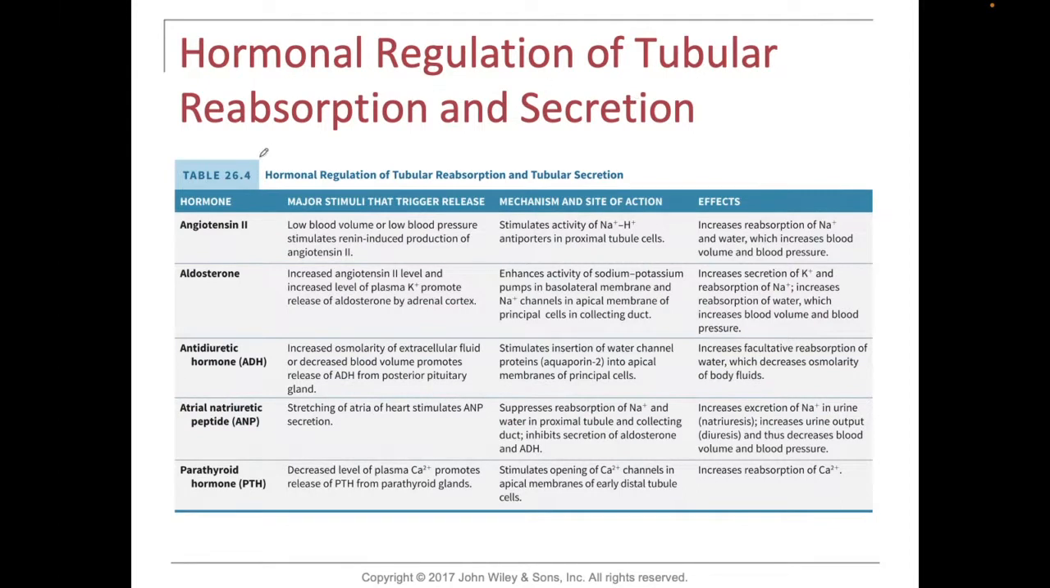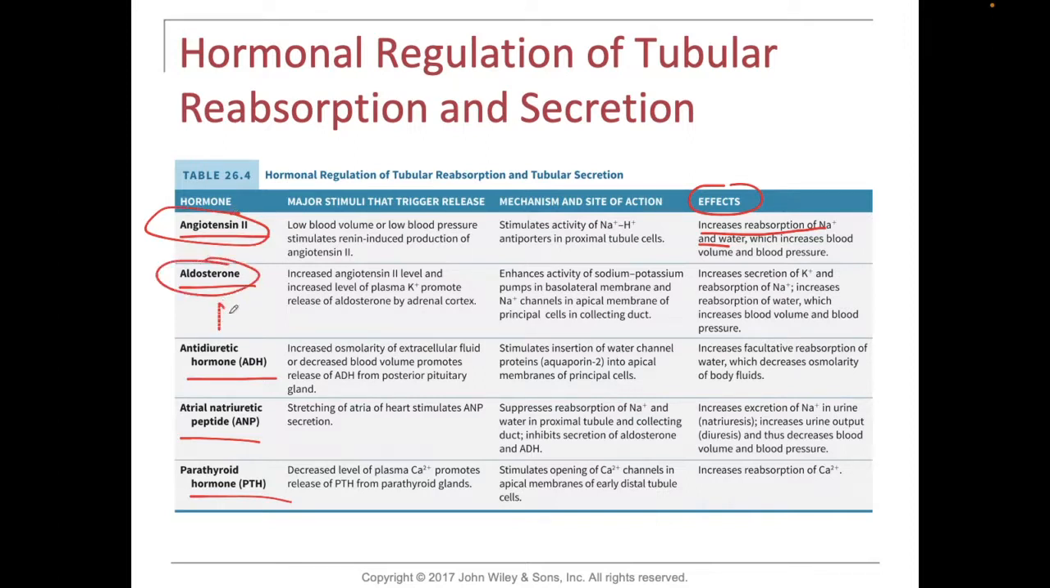Hormonal regulation of tubular reabsorption and secretion. You've heard of angiotensin 2, aldosterone, ADH, ANP, and PTH. These are really important. We'll talk about angiotensin 1 and angiotensin 2 when we talk about the RAS system. Angiotensin 2, the effect of it is that it's going to increase the reabsorption of sodium and water, which will increase blood volume and blood pressure. And that's what angiotensin 2 does. It makes sure that blood pressure stays up.